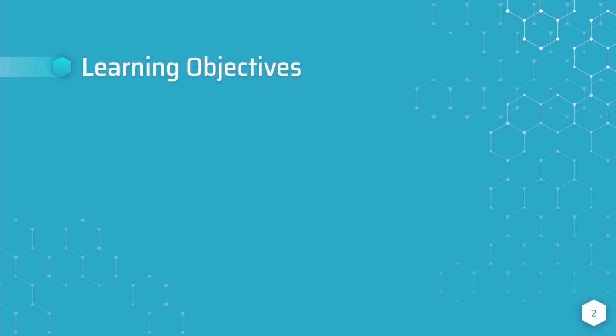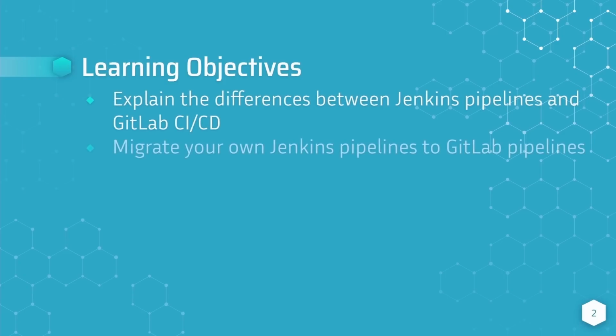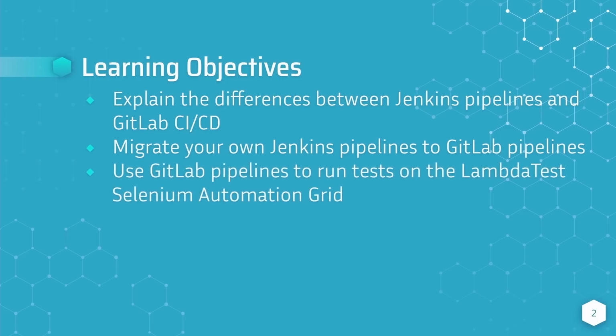Let's quickly review our learning objectives. After completing this video, you should be able to do the following. Explain the differences between Jenkins pipelines and GitLab CI/CD. Migrate your own Jenkins pipelines to GitLab Pipelines. And use GitLab Pipelines to run tests on the LambdaTest Selenium automation grid.